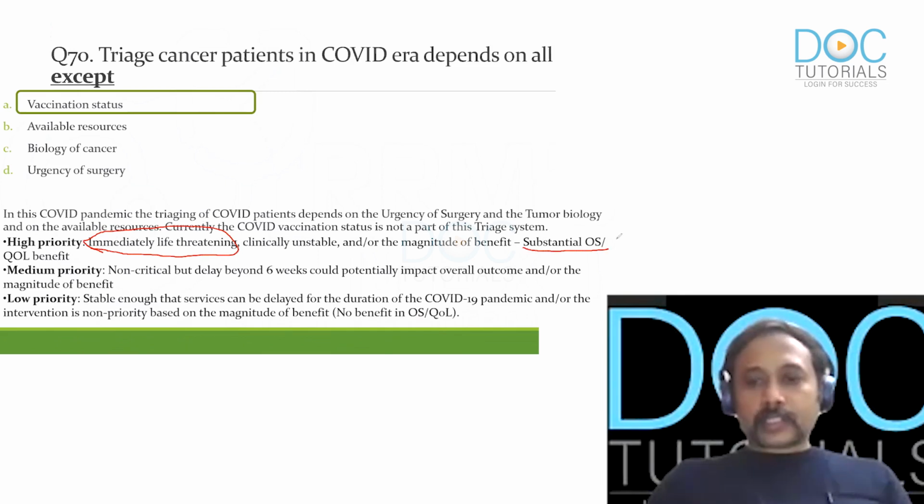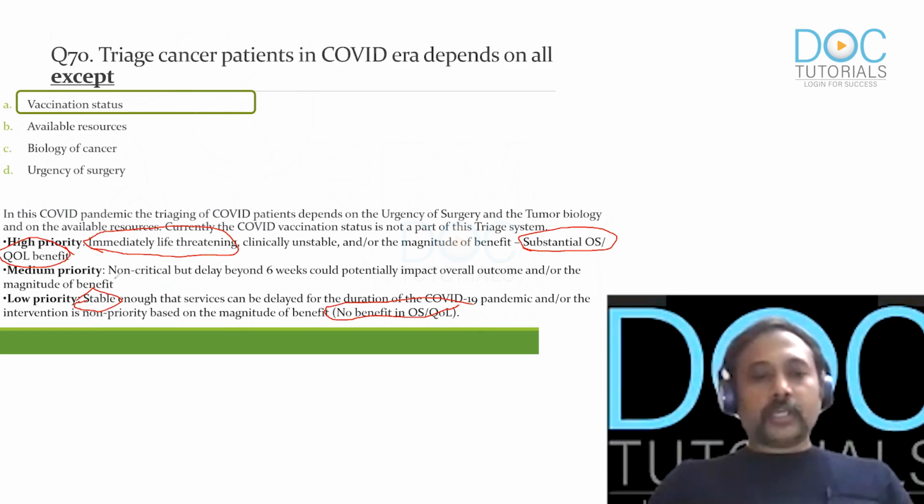Or the other thing is there is a substantial benefit in overall survival or in the quality of life. So substantial benefit in overall survival or quality of life, or emergency or urgent scenarios, that is going to be high priority. So what is going to be low priority? One is there is no benefit in QOL or in overall survival. And then if there is a stable patient, that is going to be a low priority surgery.